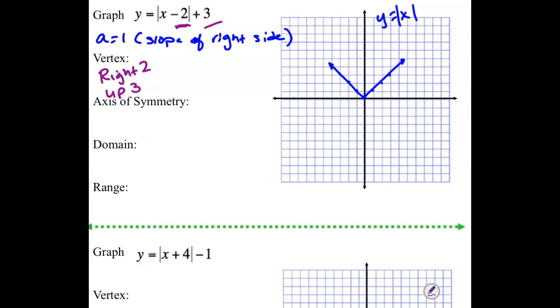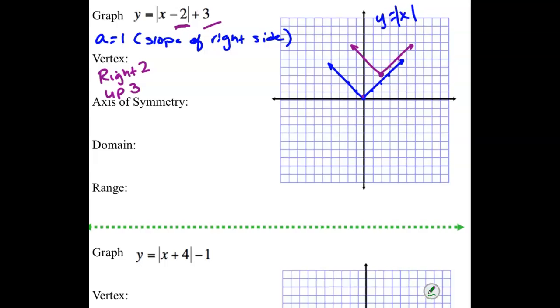So picture taking all of those points that I just plotted. I'm going to start with our vertex. If I shift it right 2 and up 3, it lands there. That's going to be my new vertex. And I can shift all of these points right 2 and up 3. But what's going to happen is I'm going to get that same sloping line that I had originally. So the key to finding the location of an absolute value graph is to start out by looking at where that vertex shifts to, and then we can just graph the 2 branches of it using our slope.